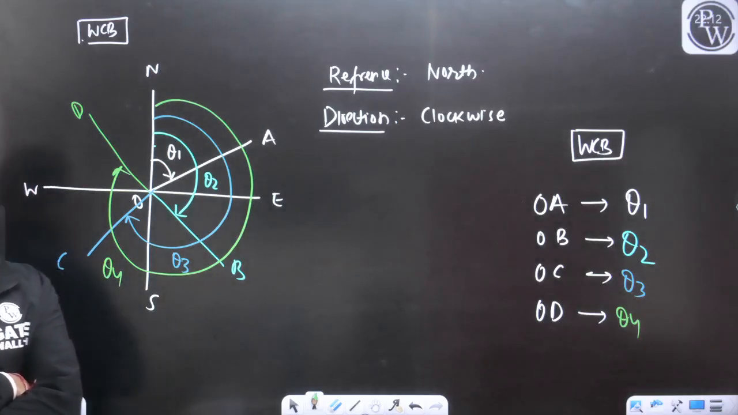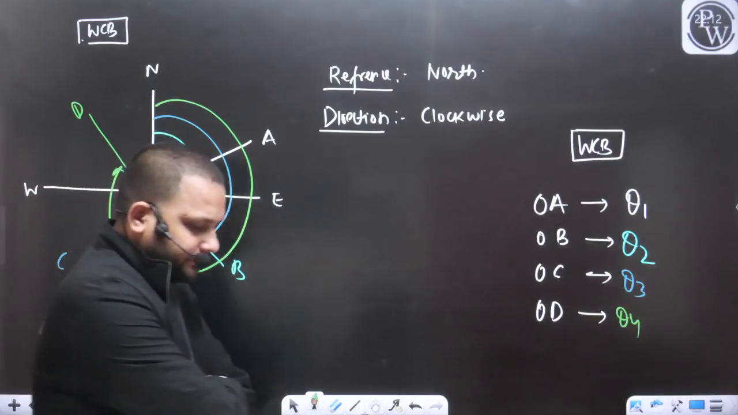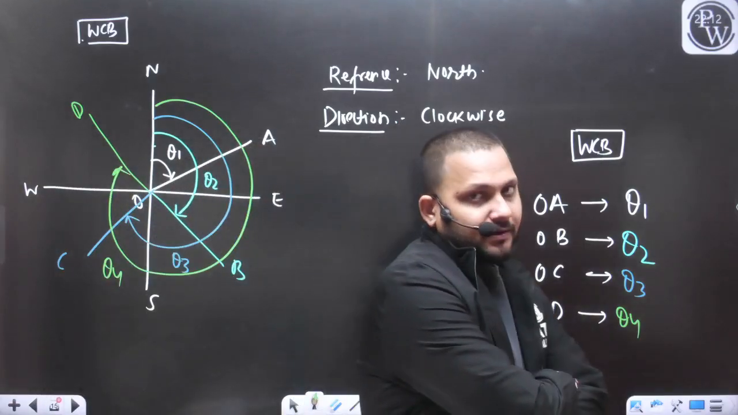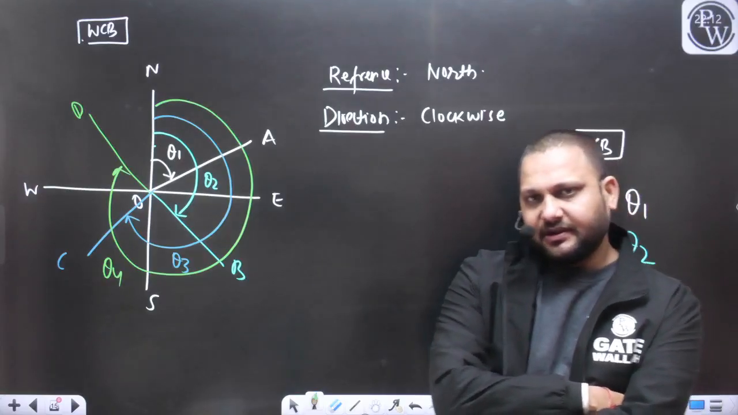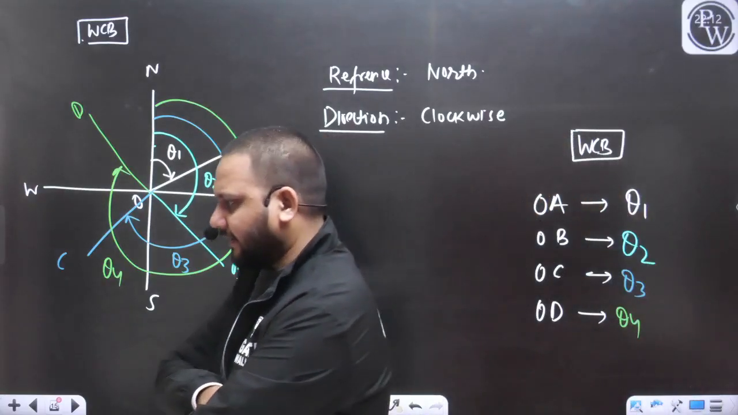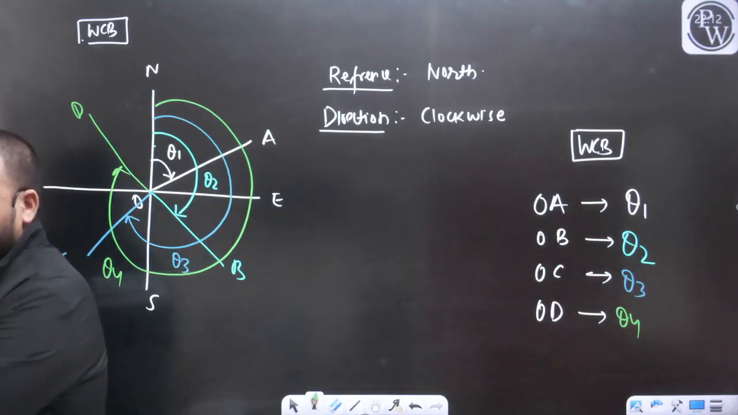I hope there is no doubt for anyone. How we can measure the bearing of any line in the WCB system is clear to everyone.